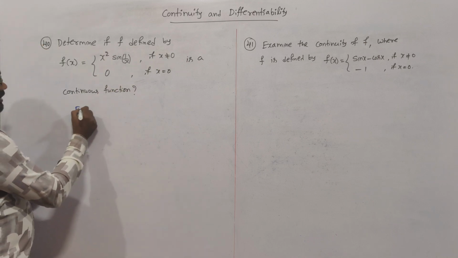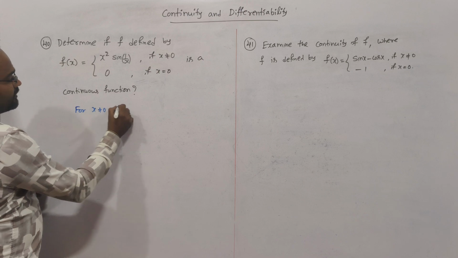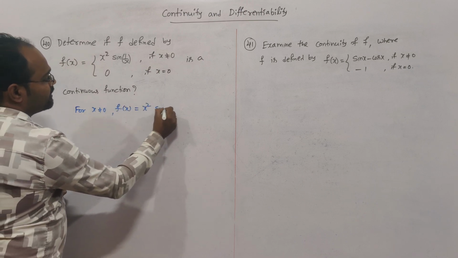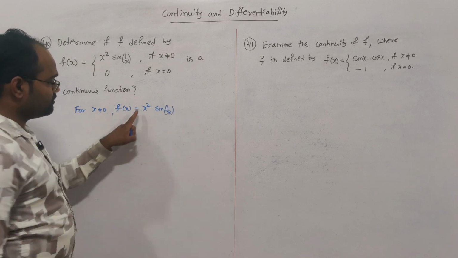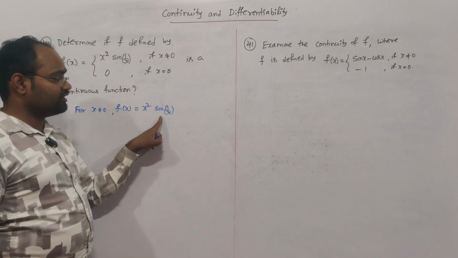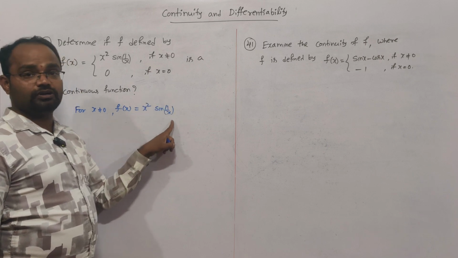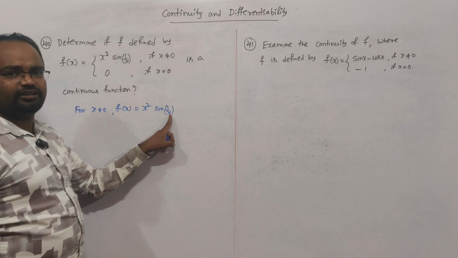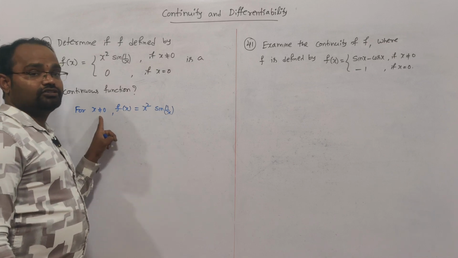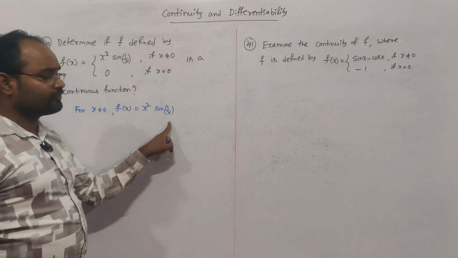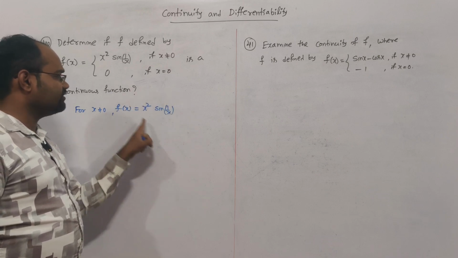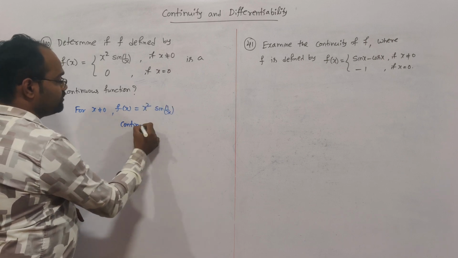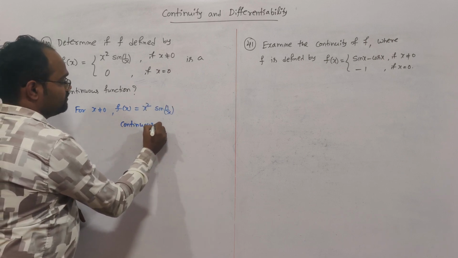For x not equal to 0, what is f of x? f of x is x square into sine 1 by x. Both are continuous. X square is continuous, sine is continuous, and 1 by x is also continuous because x is not equal to 0. Only if it were 0 would it be not defined, but it is not 0. So therefore it is continuous. So everywhere it is a continuous function. Therefore we conclude that for x not equal to 0 it is continuous.